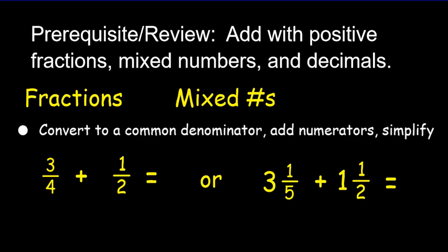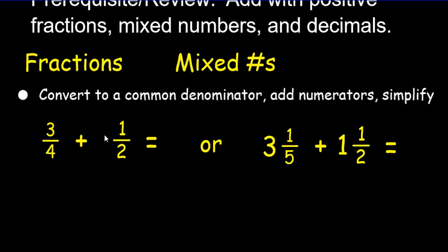In order to add positive and negative numbers, we also want to review adding positive fractions and mixed numbers as well as decimals. So we're going to do a quick review of what we do when we're adding positive fractions and positive mixed numbers. 3 easy steps: convert to a common denominator, add the numerators, and then simplify.